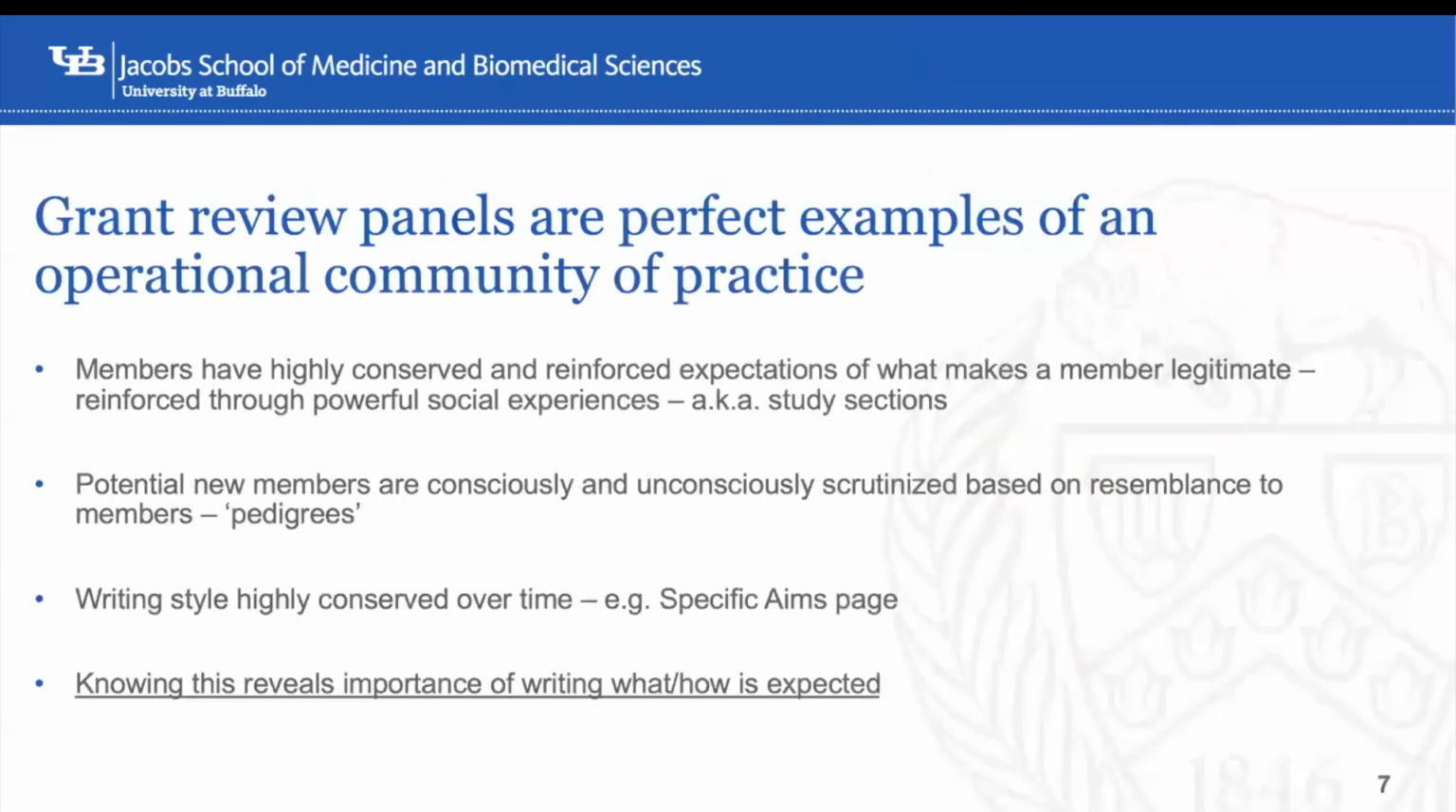And why am I talking about all this sociology stuff? It's because grant review panels are perfect examples of operationalized communities of practice, right? Their members are highly conserved and reinforce expectations of what makes being a member legitimate and what a good grant is, right? So that's very solid, right? And those are the people that you need to convince that your grant is a good grant, right?